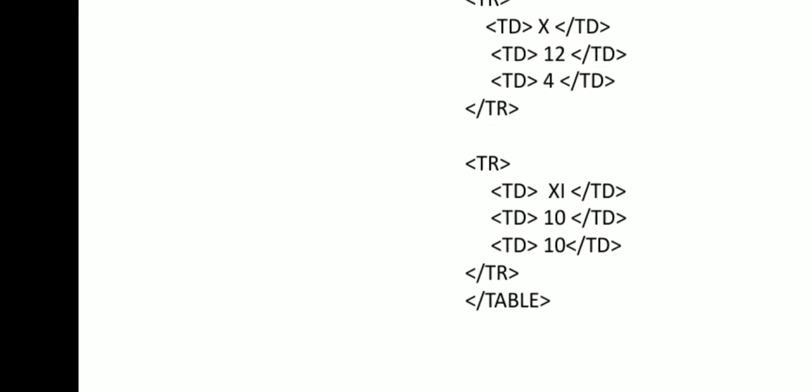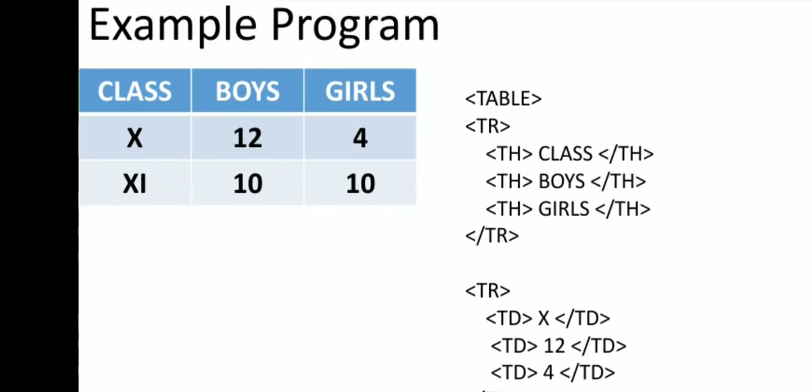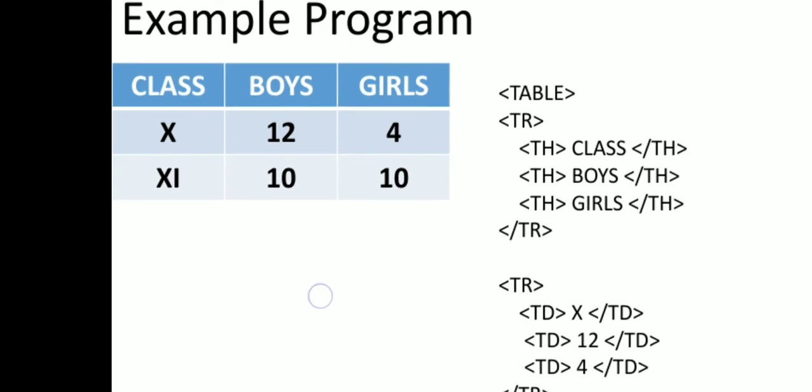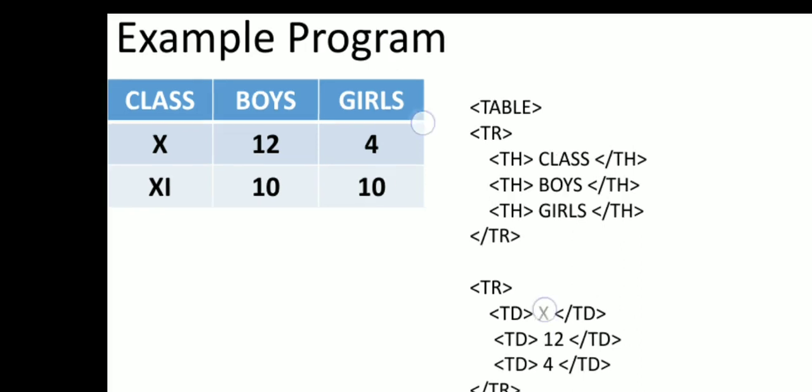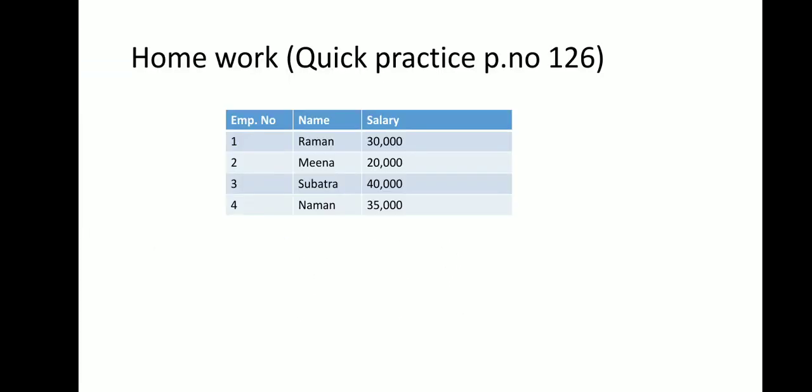The second row is for feeding values. So 10th standard, 12 boys, 4 girls. You have to close the row. Then the third row with all necessary column values. In this way you have to write the code for inserting a table in HTML. So that's all about the table tag. Do this homework and share your coding with me.